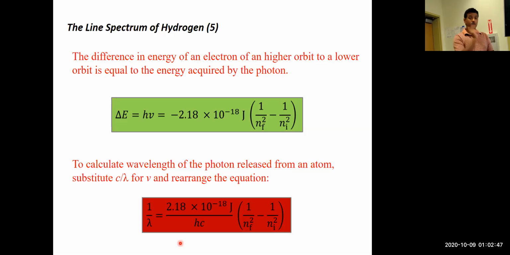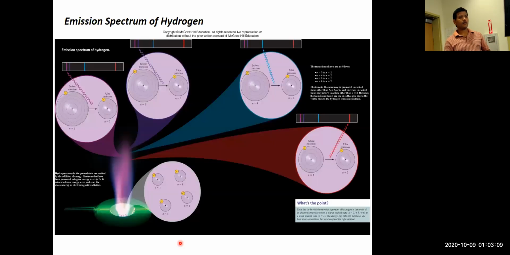These two are very important equations that you will need to use a lot in this chapter. Whenever I ask you to calculate anything, it will most likely be one of those equations. One is for identifying the change in energy, which is the energy of a photon. One is to identify the wavelength of a photon. Now let's see some results of it.